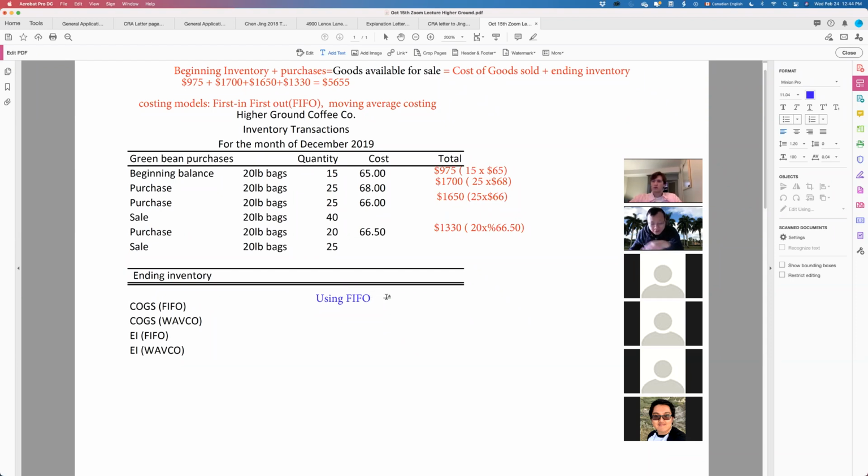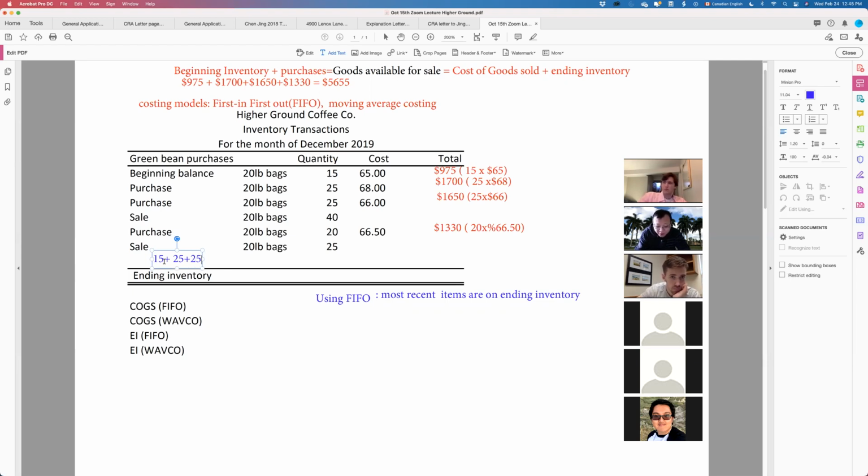The new items. So the most recent items are in ending inventory. Now let's calculate the quantity left in my ending inventory. You start with 15, and then your first purchase, you buy 25. Your second purchase, you buy another 25.